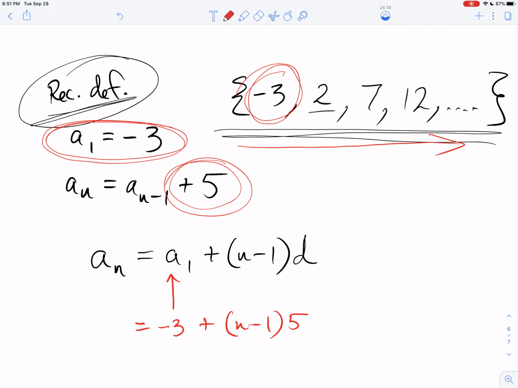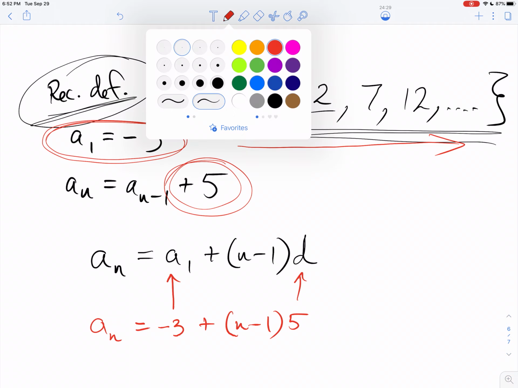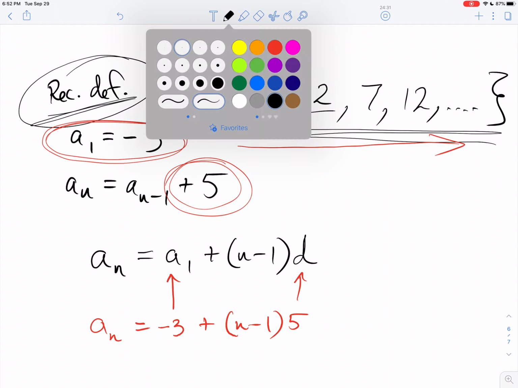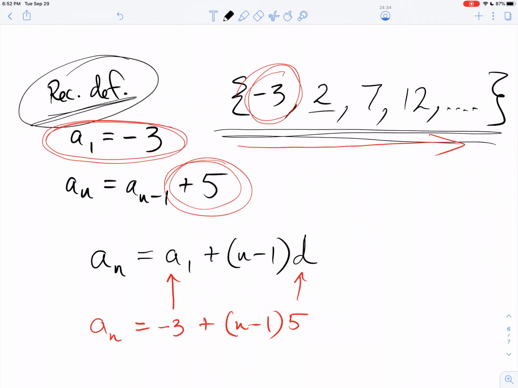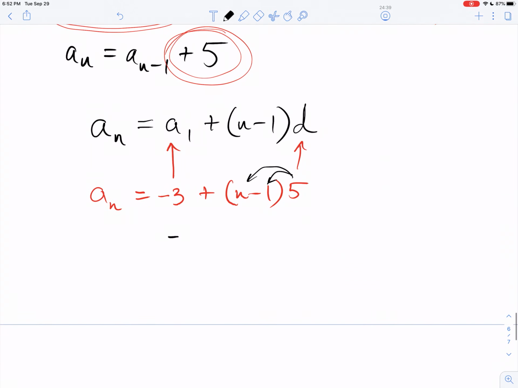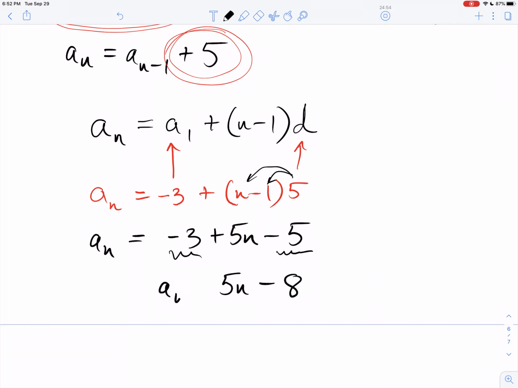What is this going to equal for me? Well, it's going to equal whatever number I want to know in the list. How do you say? Well, let me show you. This is where it becomes easy peasy. All I have to do is clean this up. See, this is just parentheses with a number I distribute, so I get -3 plus 5n minus 5. What's it equal? It equals a sub n. Can I combine these two guys and put them together? You sure can. So I would say 5n minus 8.